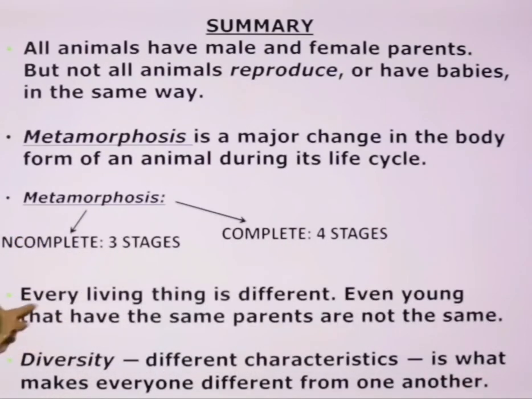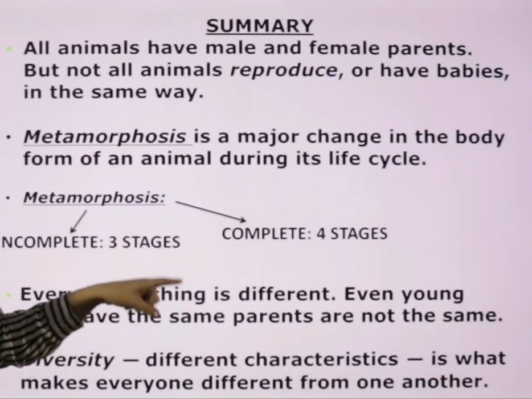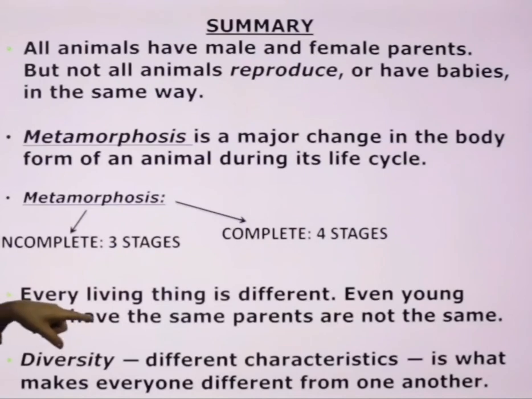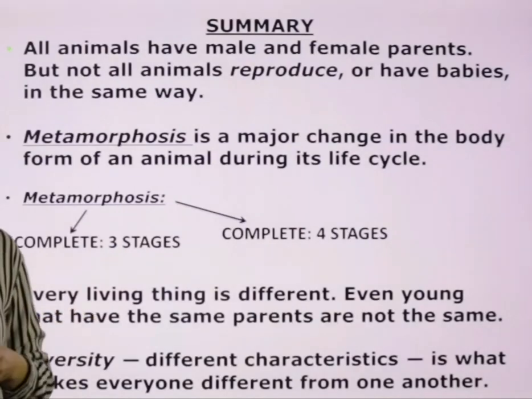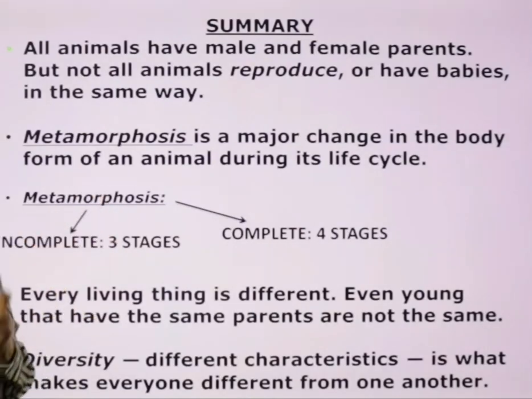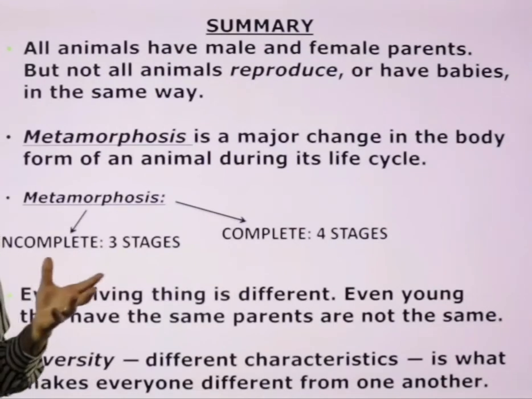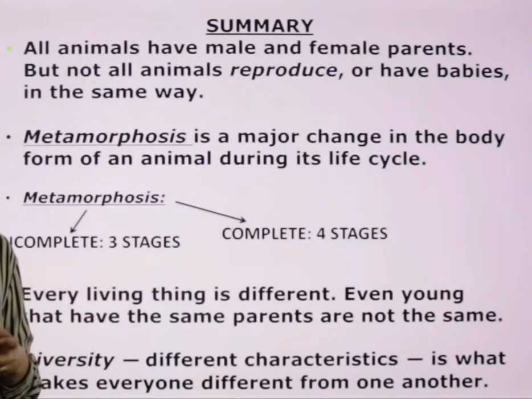Every living thing is different. Even young that have the same parents are not the same. This is called diversity. So diversity, or different characteristics, is what makes everyone different from one another. So there you go. This is our second science lesson. What are some life cycles of animals?